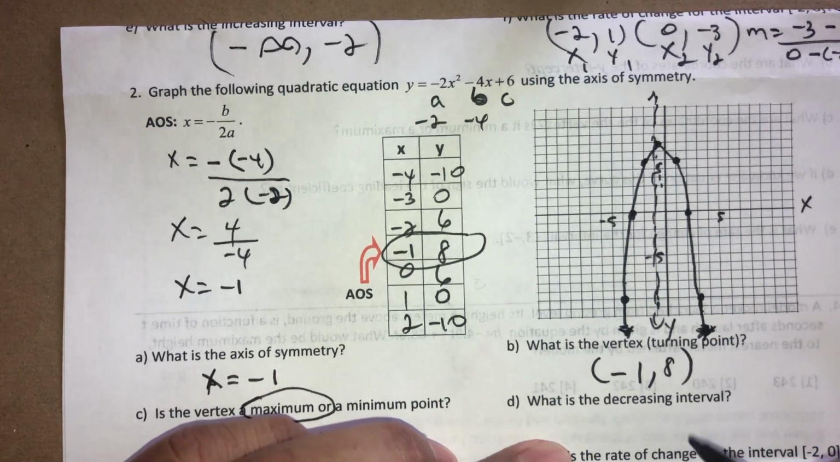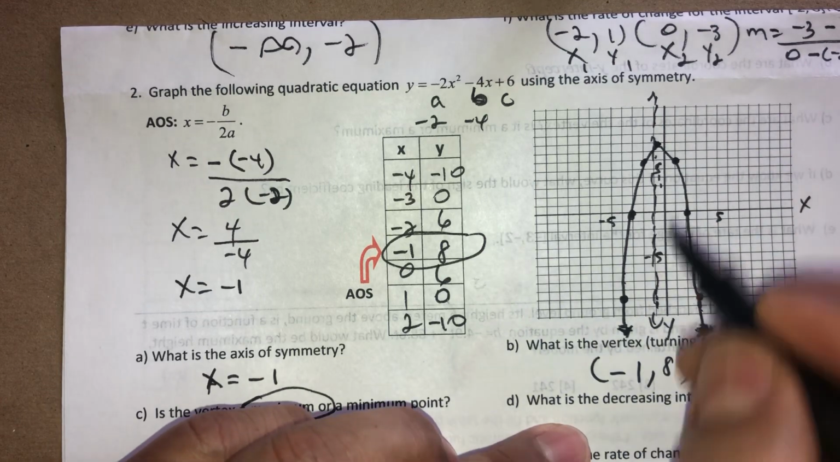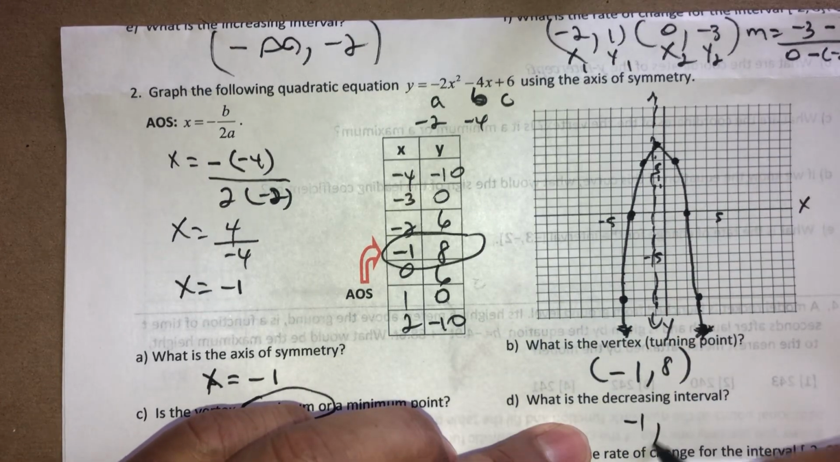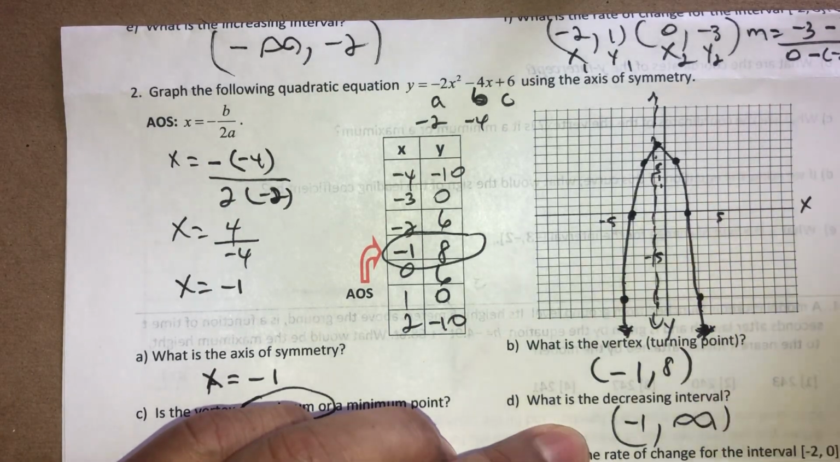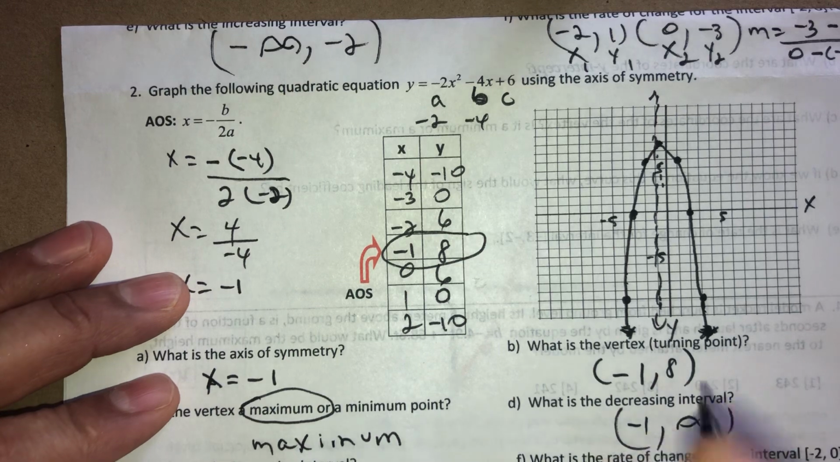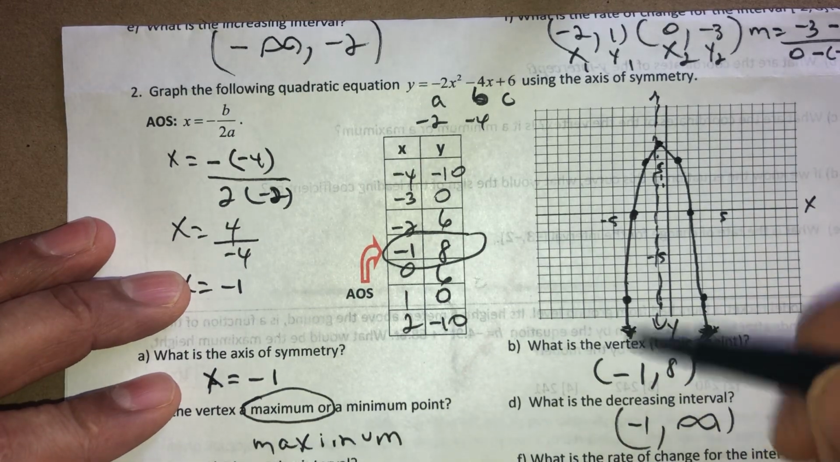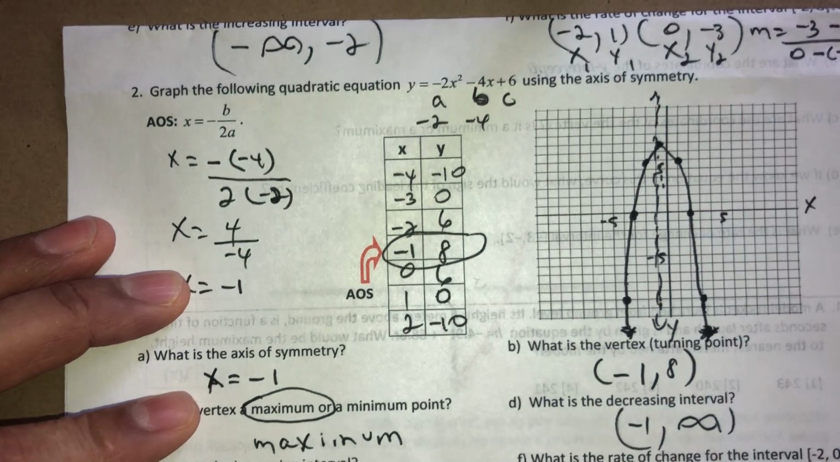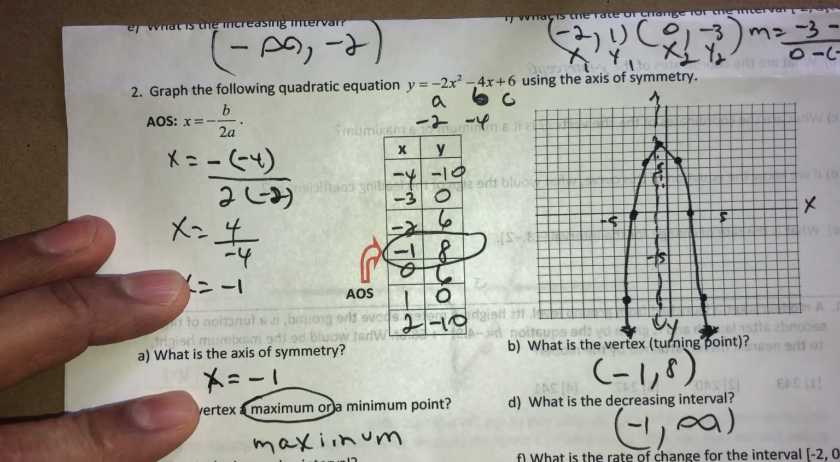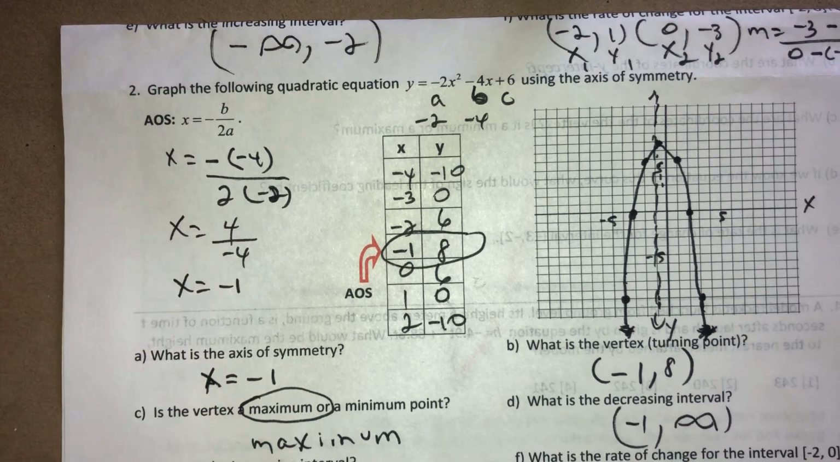So here my decreasing interval is going to be from the axis of symmetry, which is -1, until positive infinity, all right? Positive infinity because it's moving to the right side of the x values. So my increasing interval is going to be the other way around. It's coming from -infinity to the axis of symmetry, which is -1. And there is my increasing interval.